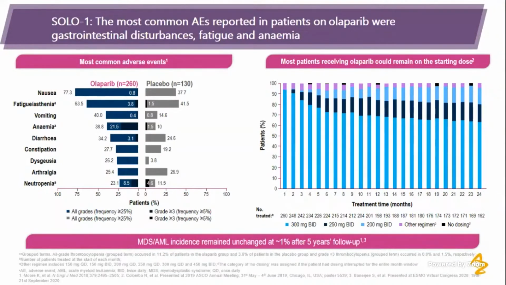Now the side effects. We know that olaparib does cause fatigue, nausea, and hematological side effects, anemia being the most common. And we are now gaining confidence as to how to manage such patients with these side effects.